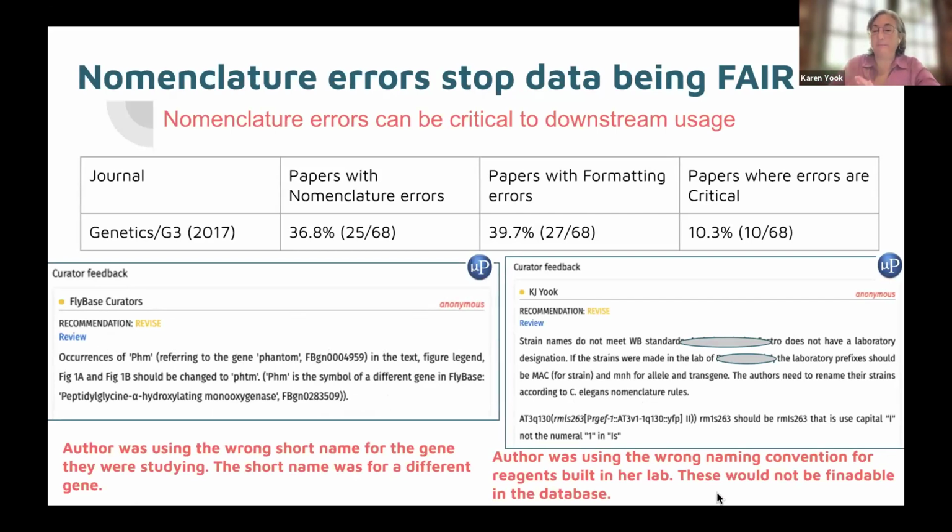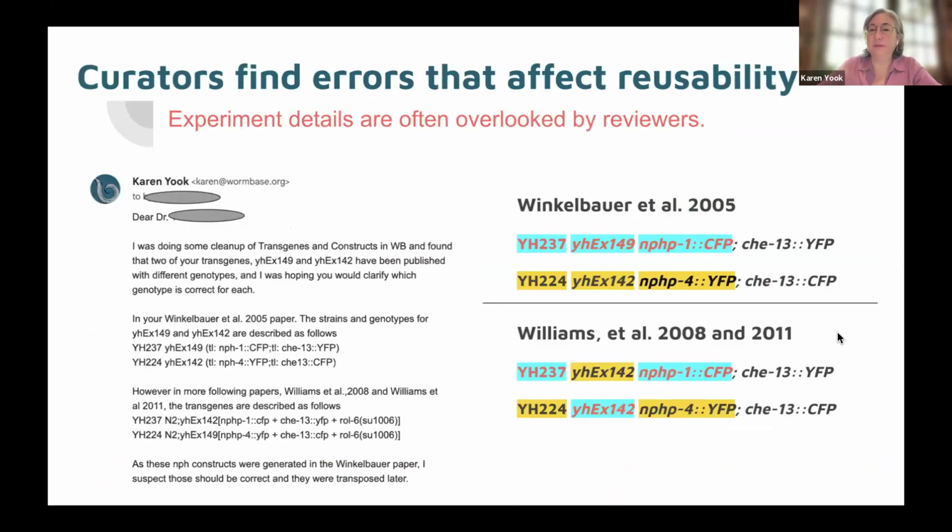In this one, and the one on the right, the author was using the wrong name construction convention for reagents built in their lab. These are not going to be curated into the database. They're not going to be findable. They're going to be very hard to pass along. So having a curator look at these things, we find them.